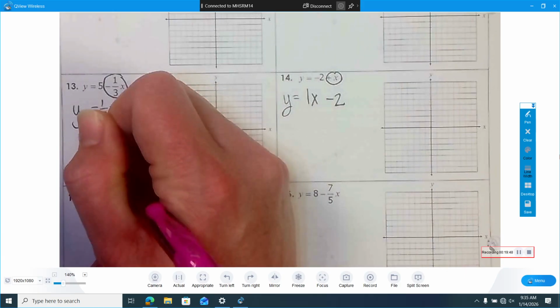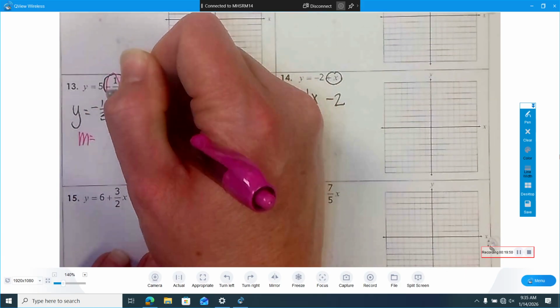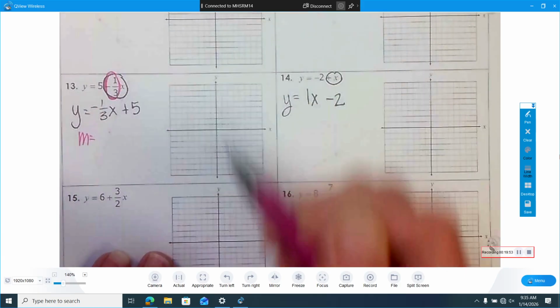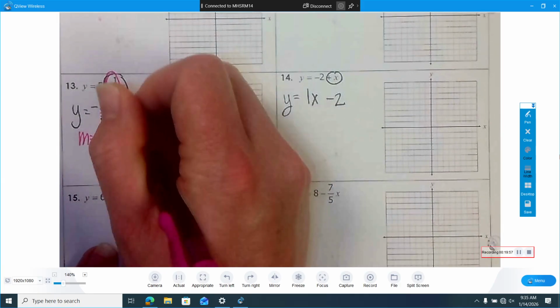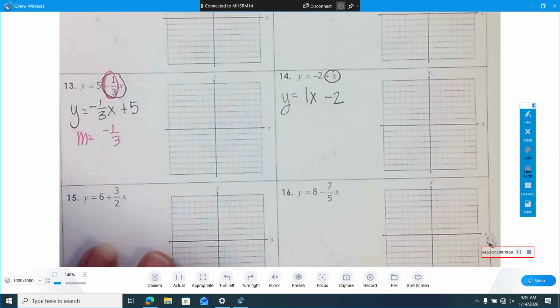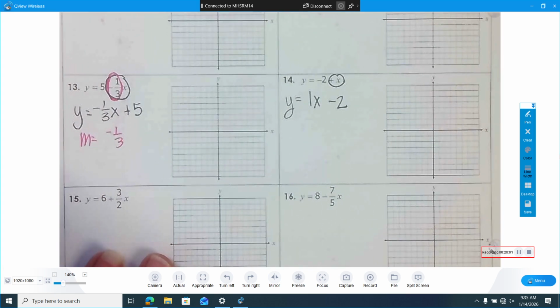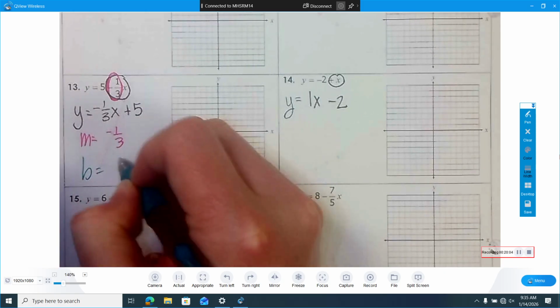The m is always whatever number is in front of the x. So it's negative 1/3 regardless of if it's in order or not in order. And then the b is the other number. So in this case, it would be 5.